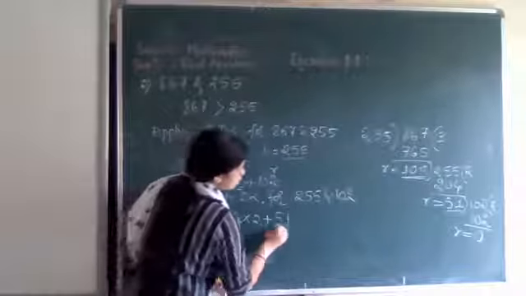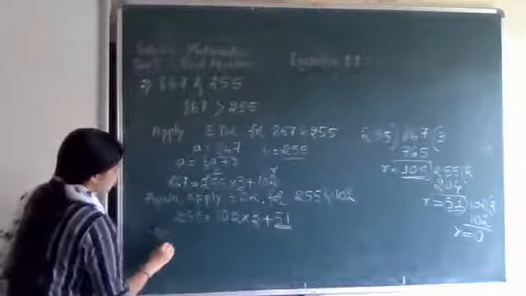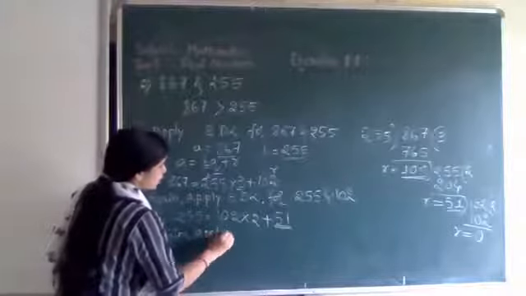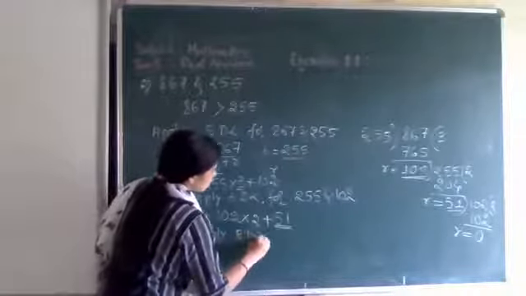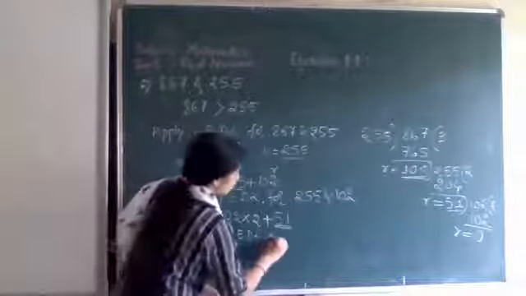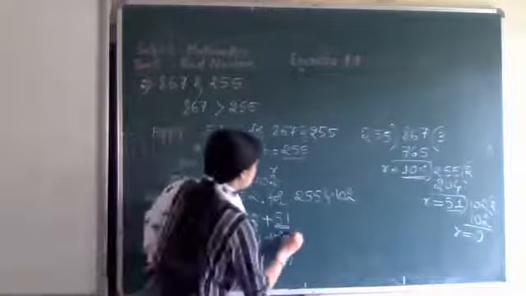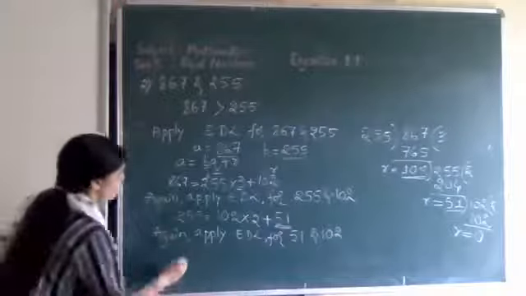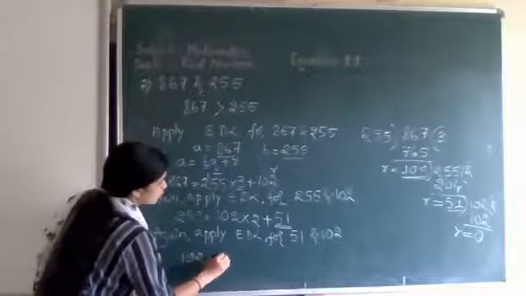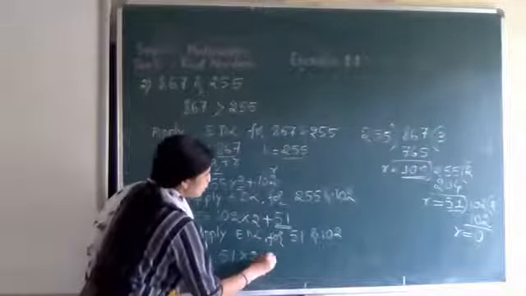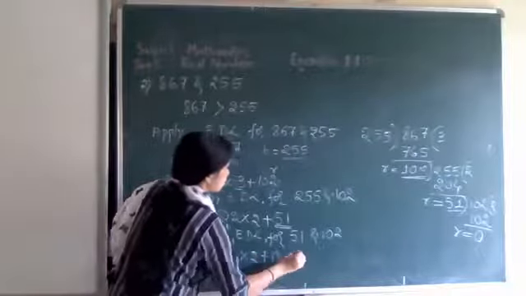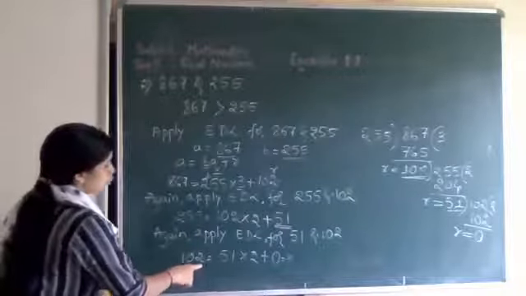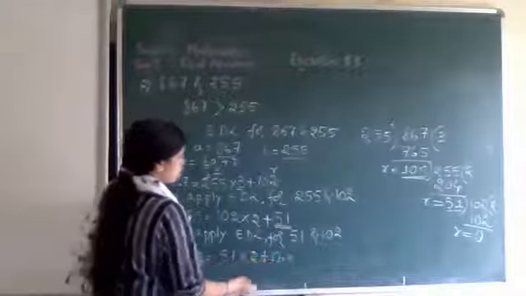Again, here it is not 0, so again we have to apply Euclid's division lemma for 51 and 1 or 2. 1 or 2 is equal to 51 into 2 plus 0. Here we got 0 as remainder, then we will stop applying Euclid's division lemma.